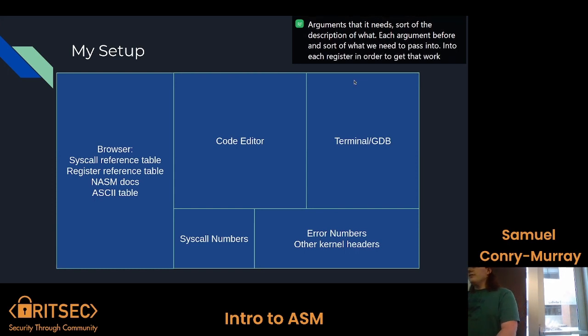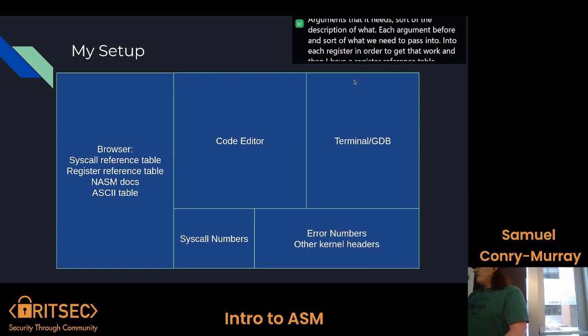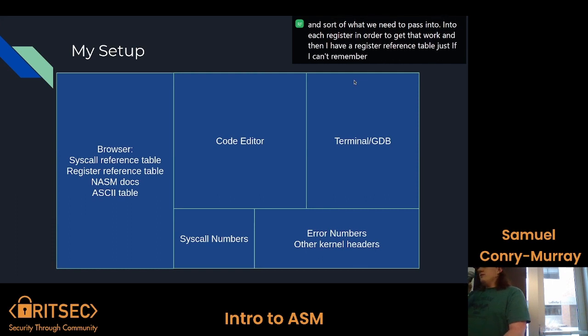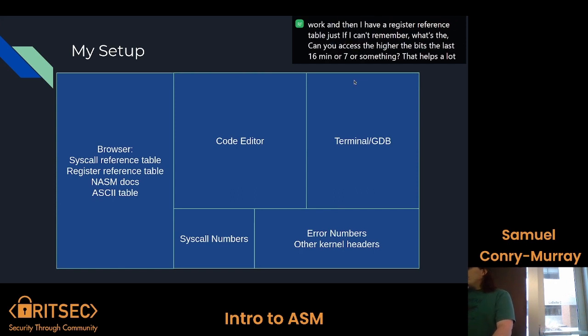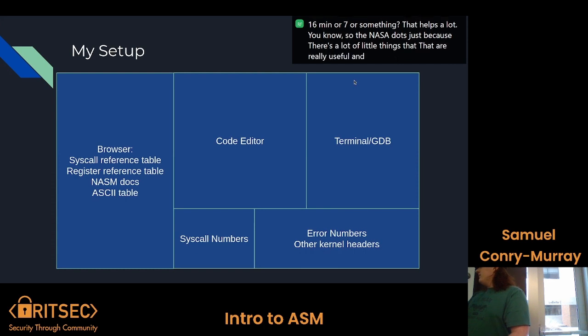And then I have a register reference table, which is for when I can't remember, for example, whether you can access the higher 8 bits of the last 16 bits of R7 or something. That helps a lot. And then I also have the NASM docs, just because there are a lot of little things that NASM does that are really useful, and it's useful to have somewhere you can check how that works. And then you have the ASCII table.